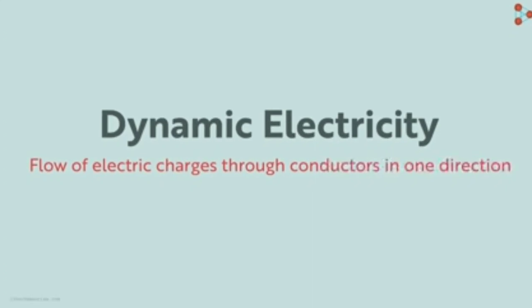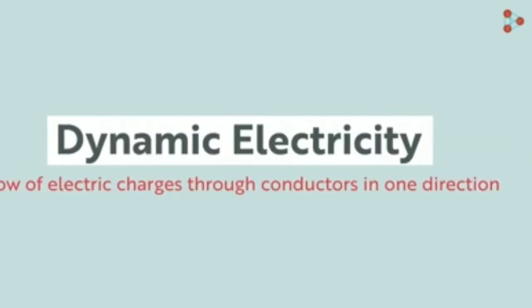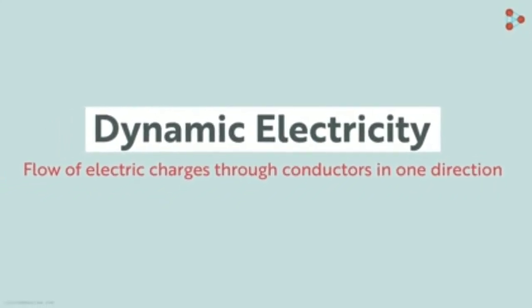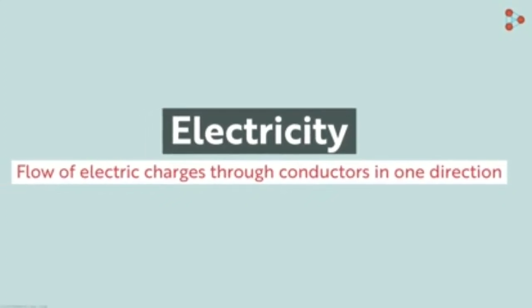How does electricity flow through conductors like, say, a copper wire? Generally, when we talk about electricity or electric current, we mean dynamic electricity. Hence, we simply say that electricity is nothing but the flow of electric charge.